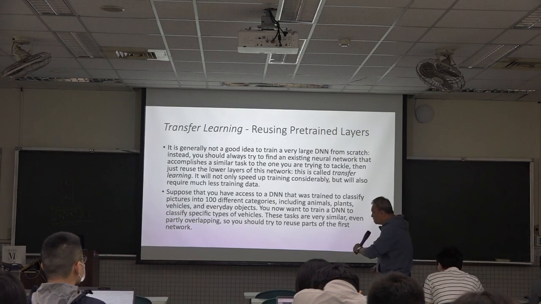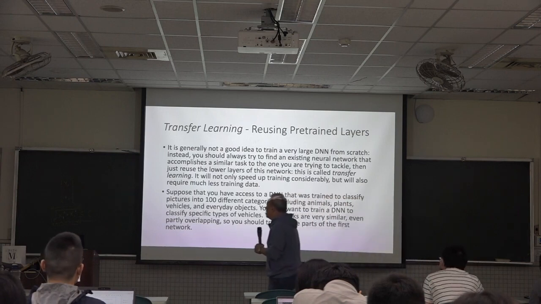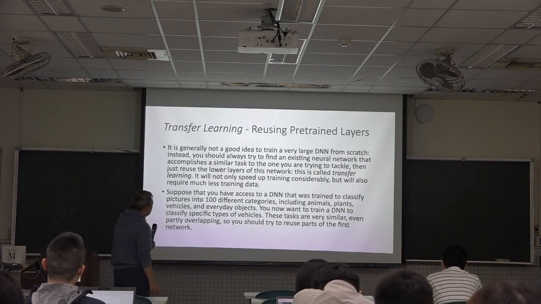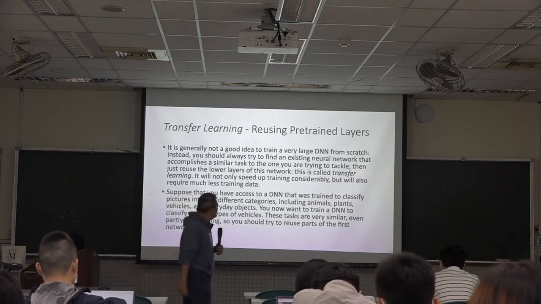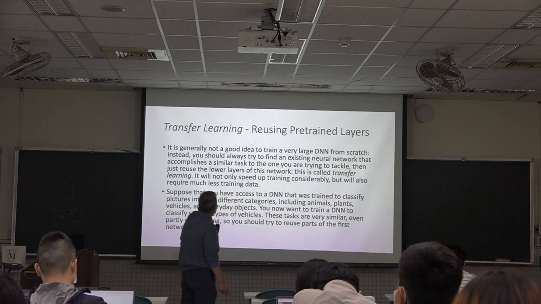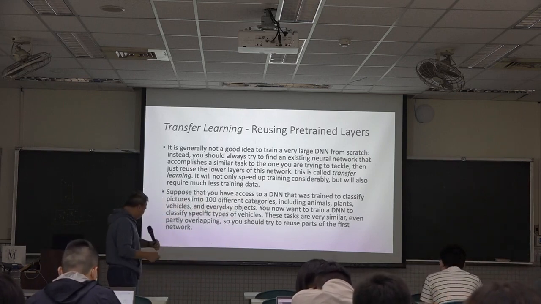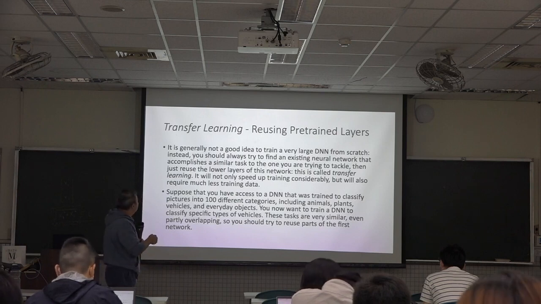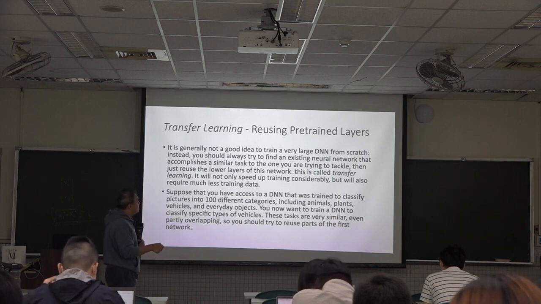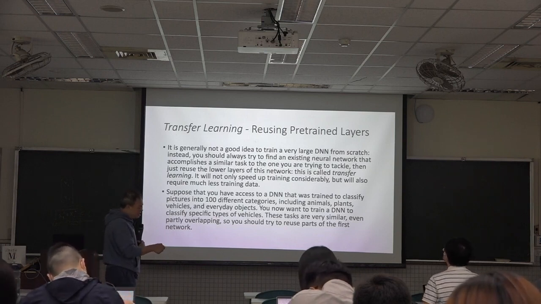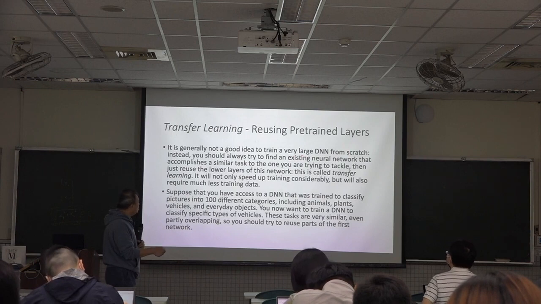And then it's transfer learning. Okay, so we are done with batch normalization and gradient clipping. Then, okay, it's transfer learning. I'm not sure if I can finish this part today, but anyway, it's generally not a good idea to train a very large deep neural network from scratch.